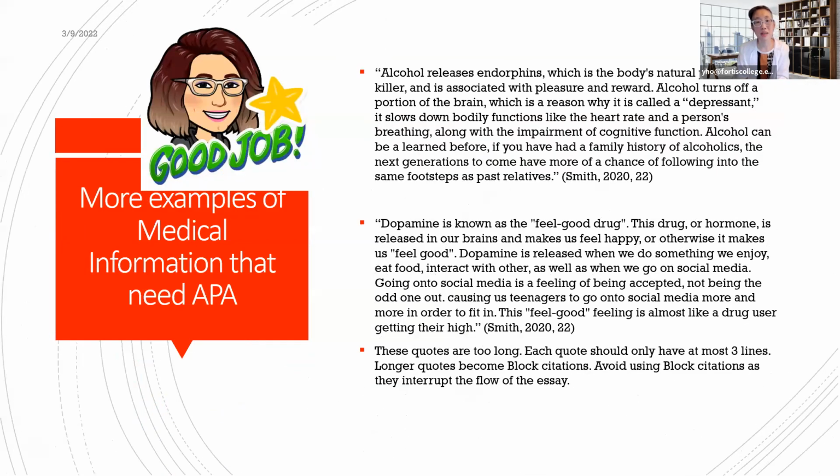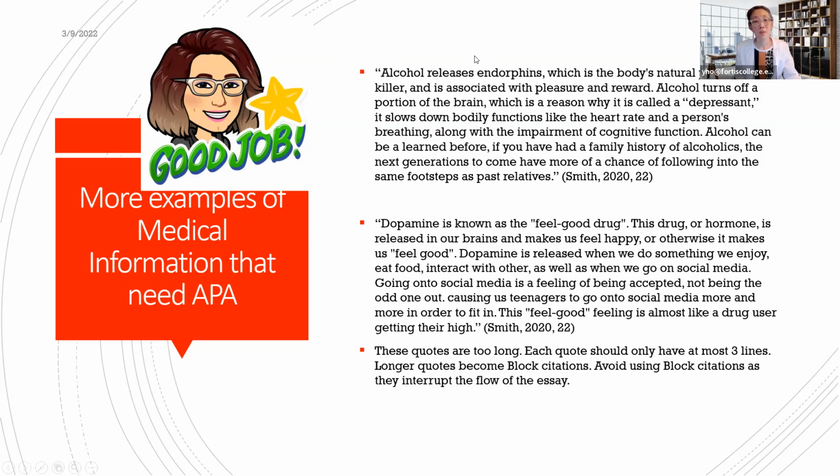Here's some more medical information. So if you're writing about medical information, you also have to cite the source. You have to cite here Smith 2020-22. Alcohol releases endorphins. It's the body's natural painkiller and is associated with pleasure and reward. Alcohol gets to the reward portion of the brain, etc. So when you're talking about medical stuff, you need to then put in a citation.